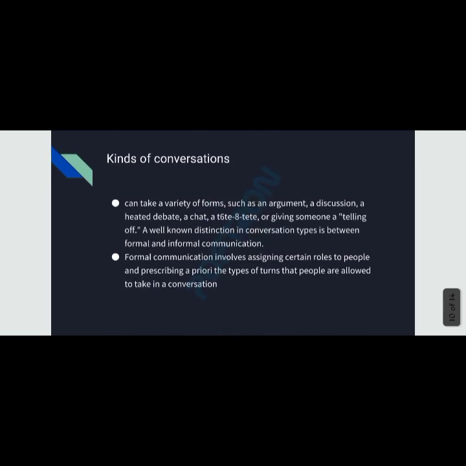Conversations can take a variety of forms such as an argument, a discussion, a heated debate, a chat, or giving someone a telling off. A well-known distinction in conversation type is between formal and informal communication. So formal communication involves assigning certain roles to people and prescribing a priority of types of turns that people are allowed to take in a conversation. For example, at a board meeting, it is decided who is allowed to speak, who speaks when, who manages the turn taking, and what the participants are allowed to talk about.